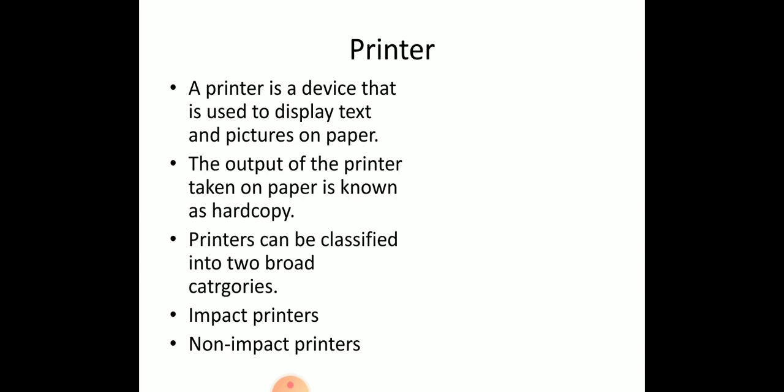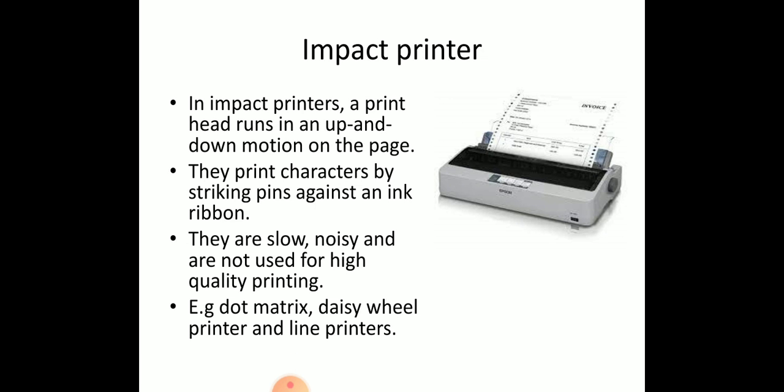The output of the printer taken on paper is known as hard copy. Whatever printout you take on paper is hard copy, and whatever is in your computer is soft copy. Printers can be classified into two broad categories, that is impact printer and non-impact printer.